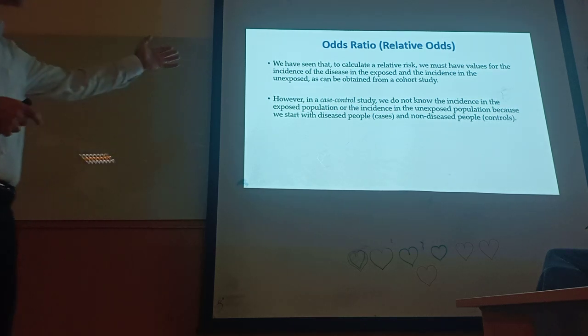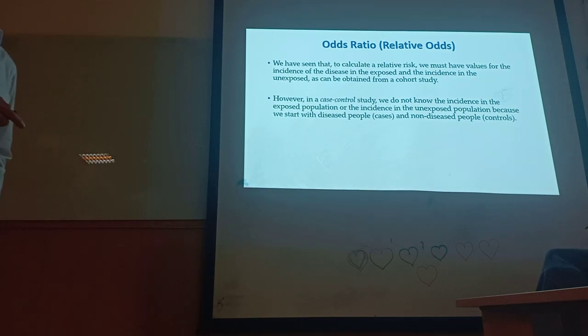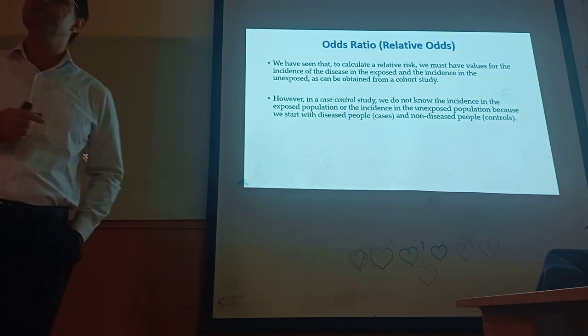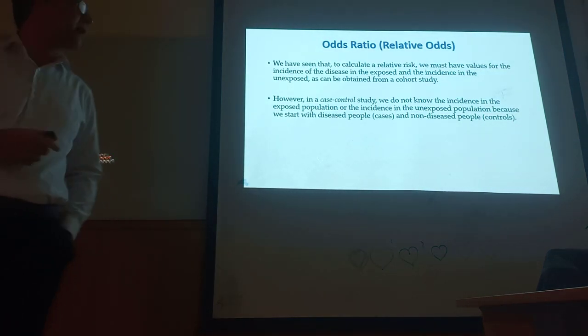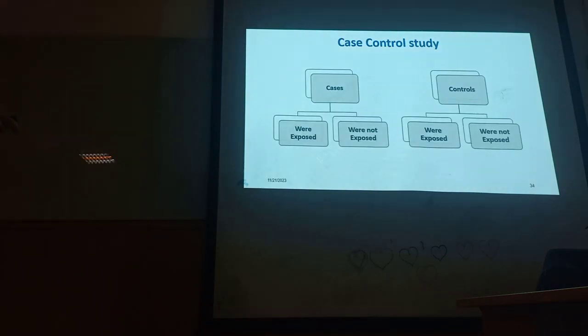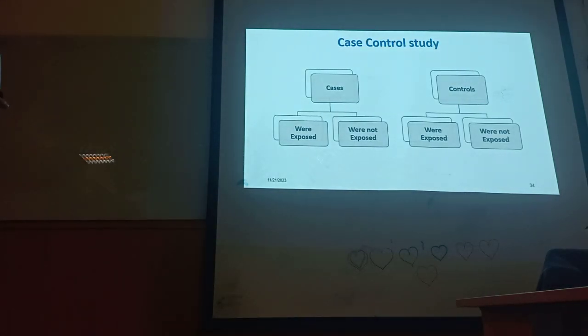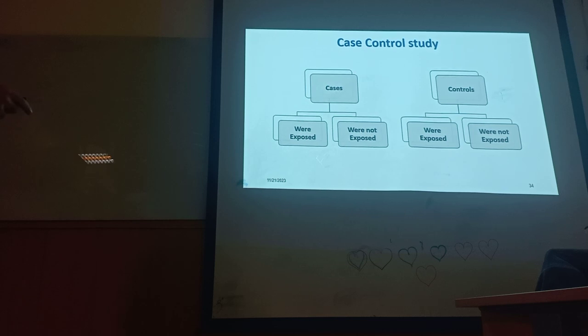So there is another measure of association, which is odds ratio. Odds ratio can be calculated in both cohort studies and case control studies. Let's see how. If you remember case control studies, we had a group of cases, for example, 100 cases of asthma, and a group of controls, for example, 100 people who do not have asthma. And we will see if they have past exposure to smoking or not.